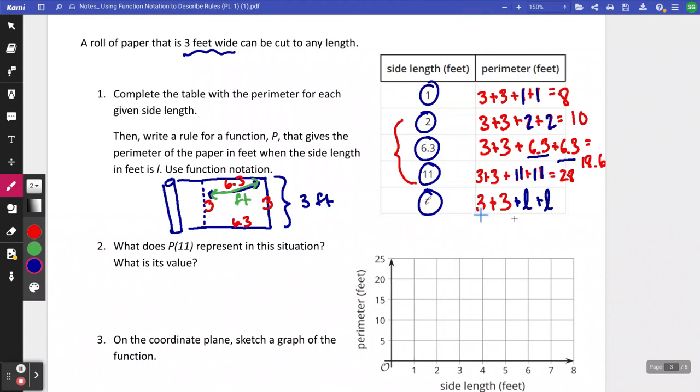Now, I want to talk about this 3 plus L a little bit more, because that's the way I was doing my math. I was using addition each time, but there's some other different ways people sometimes think of perimeter.